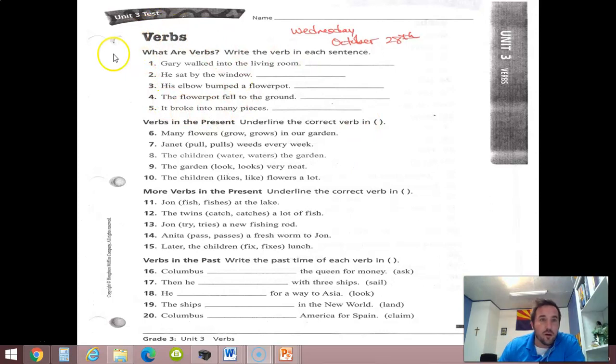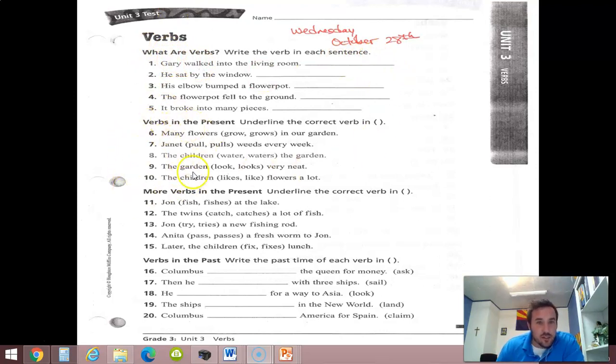For this first one, numbers 1 through 5, it simply says, what are verbs? Write the verb in each sentence. I strongly suggest you find the subject, ask yourself who or what did something, then say what did they do? That's the verb. Gary walked into the living room. Who or what did something? Gary. What did he do? Walked. Walked is the verb.